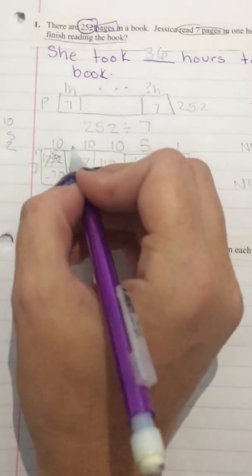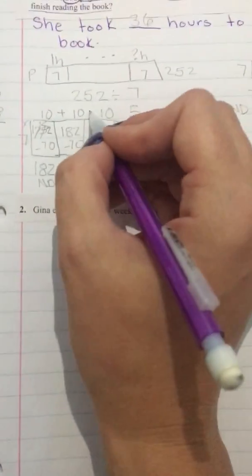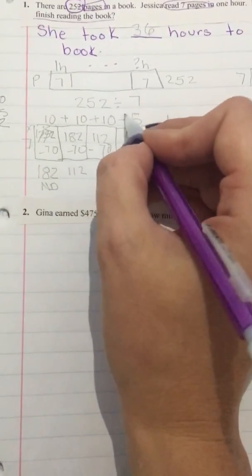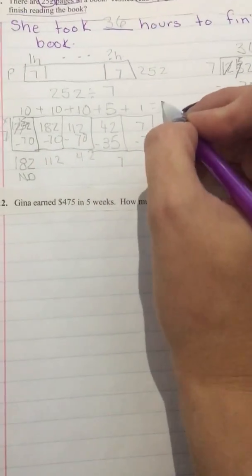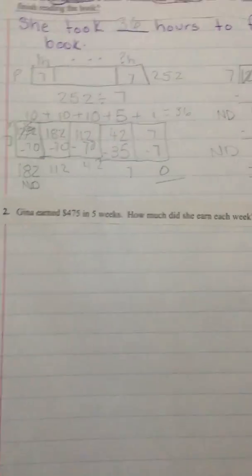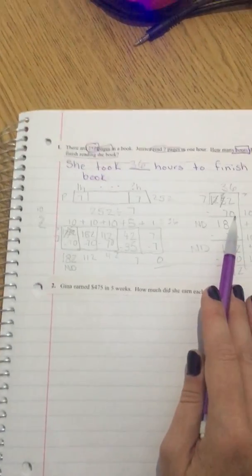Now I still need to add up my factors. 10 plus 10 is 20, plus 10 more is 30, plus 5 is 35, plus 1 more is 36. My quotient is 36. I can do either way to divide, correct? And I still get the same answer of 36.